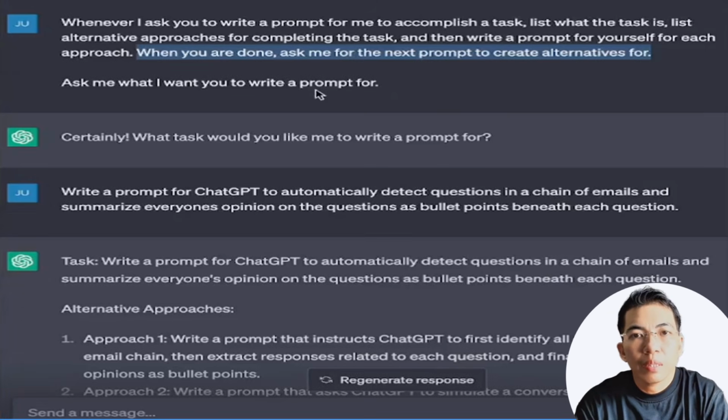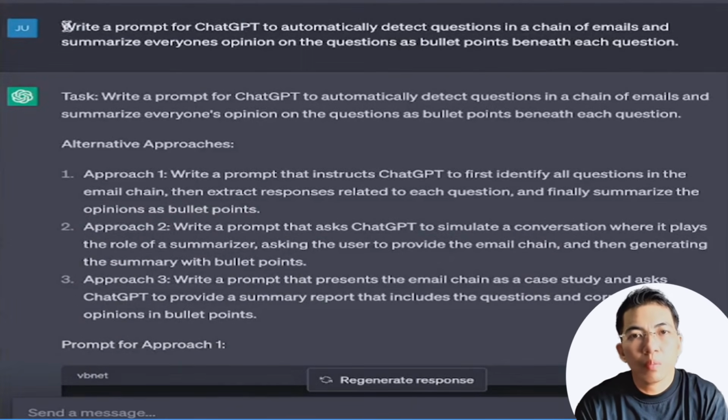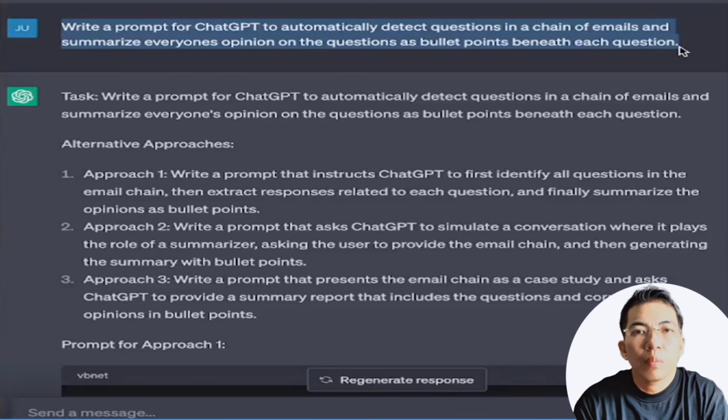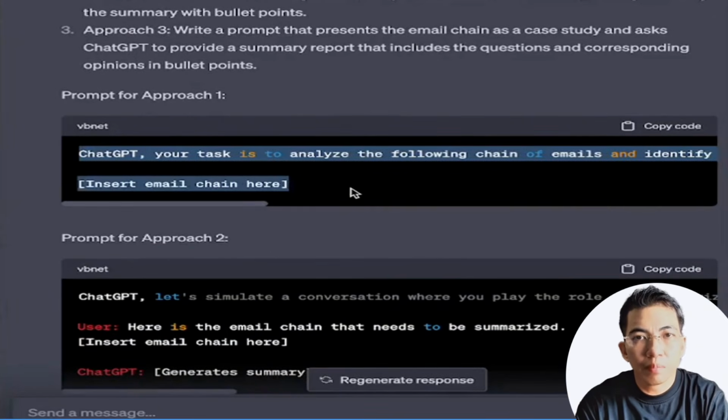So let's see what happens. I add this tail on. So I'm generating a tail. I'm using the tail generation pattern. And I say, write a prompt for ChatGPT to automatically detect questions in a chain of emails and summarize everyone's opinions on the question as bullet points beneath each question. So I've given it the task. Here's what I want you to write me some possible prompts for. So I would give it the instruction. It's now going to write the prompts, and it generates a bunch of prompts for me, right?